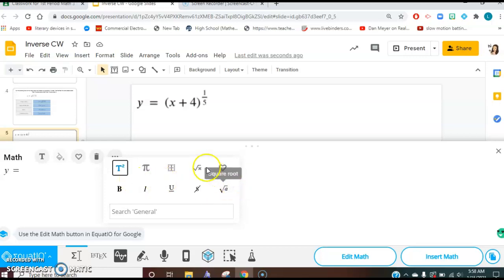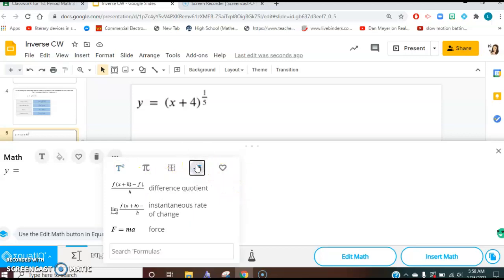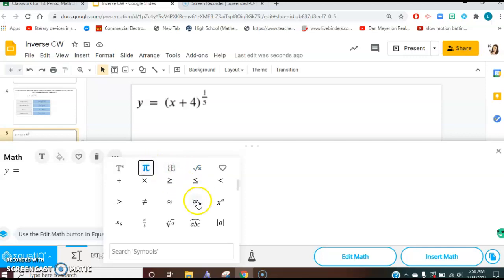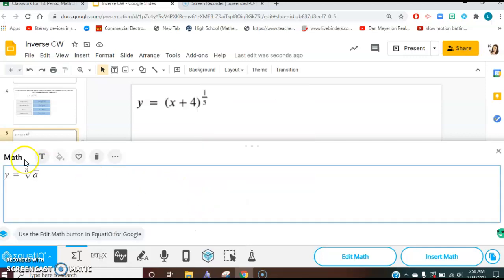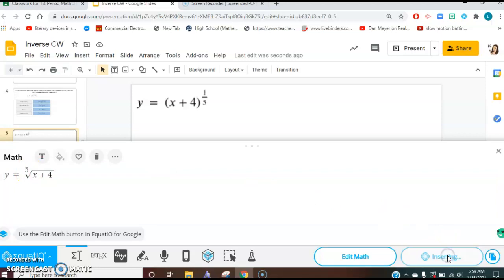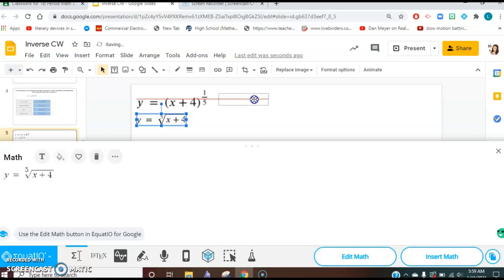Let me see, I actually don't know how to write this in Equatio. There we go. I can rewrite that as the fifth root of x plus 4. So whatever was in the parentheses, whatever the exponent is actually attached to, make a big root sign, and then whatever number is in the denominator is the root that you're taking. So these two are the exact same thing.